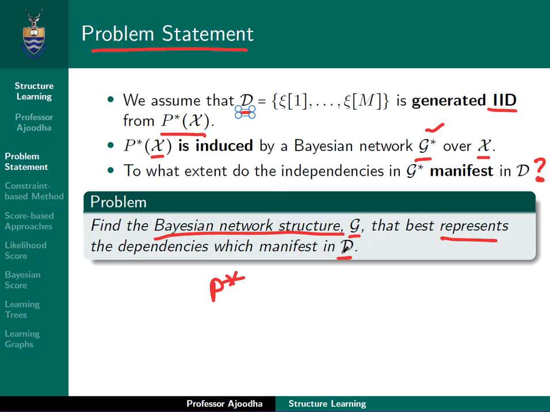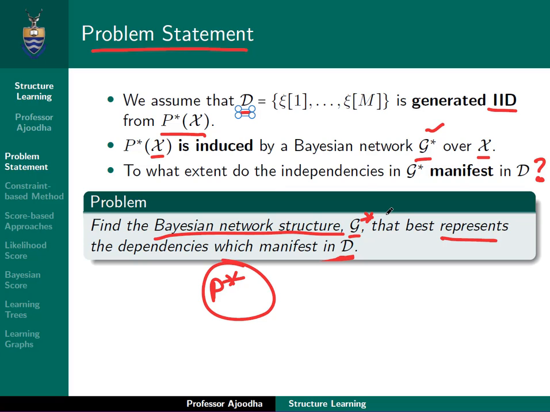So, obviously, the best case scenario, the big problem that we're trying to solve here is how do we find a graph structure G that represents P star? But the more pragmatic question here is how do we find a Bayesian network structure G that best represents the dependencies that manifest in D? In other words, the more pragmatic question looks at actually recovering these from the data that we get to observe, not from the hidden distribution that we don't ever get to see. So the best thing we can hope for is an empirical distribution, which we can maybe try to use to get G out of.